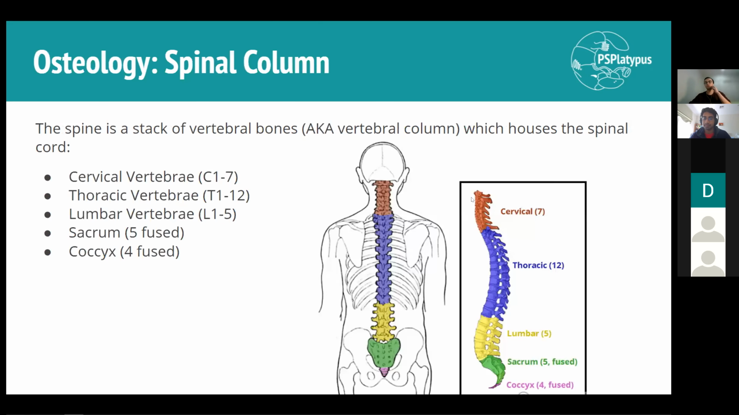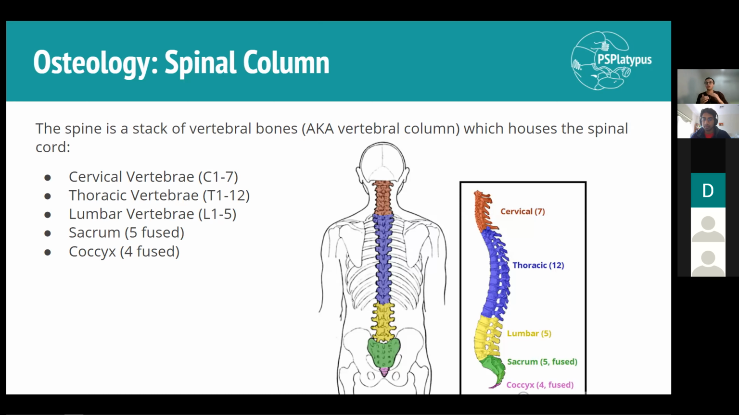All right, let's start off with the actual osteology, the bones of the spinal column. We have all seen the spinal column quite well in models and in diagrams of human skeletons, but it's basically a stack of vertebral bones. That's why it's called the vertebral column. This column's main purpose is to house the spinal cord, which we'll see a little bit later on as well.